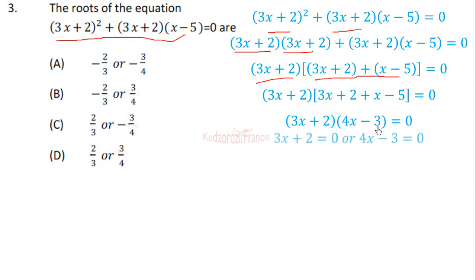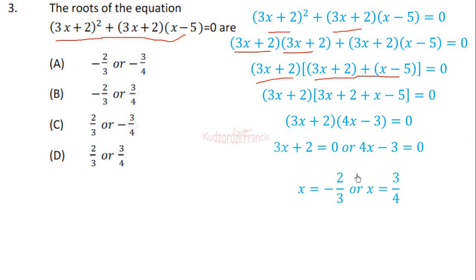Now by the zero product principle, we have 3x plus 2 equal 0 and 4x minus 3 equals 0. Therefore the roots are x equal negative 2 over 3, then x equal 3 over 4. So the correct answer is negative 2 over 3 and 3 over 4.